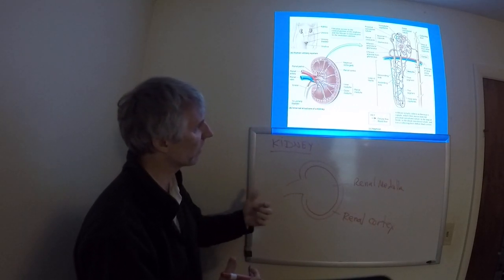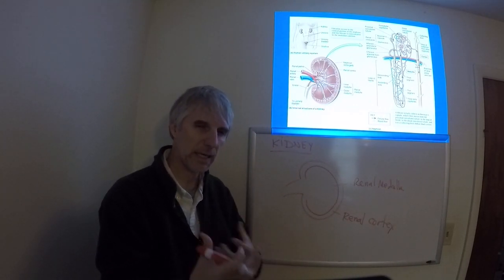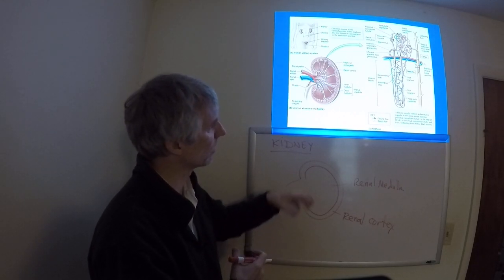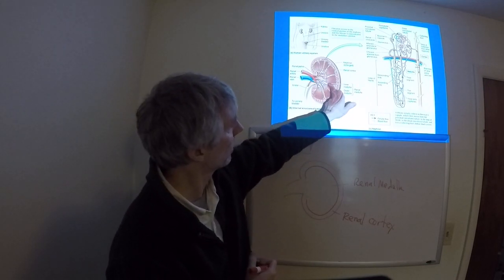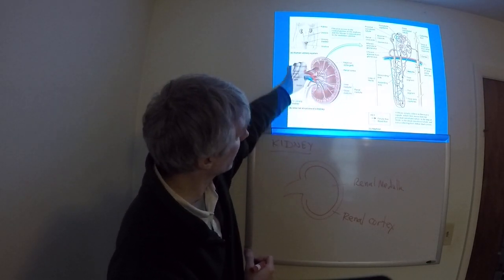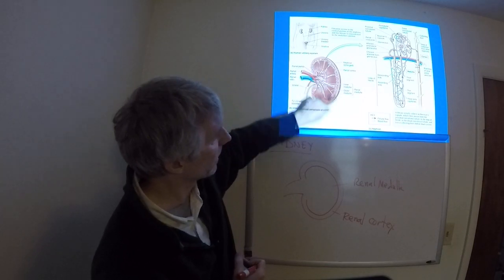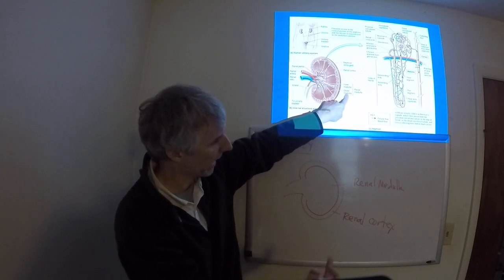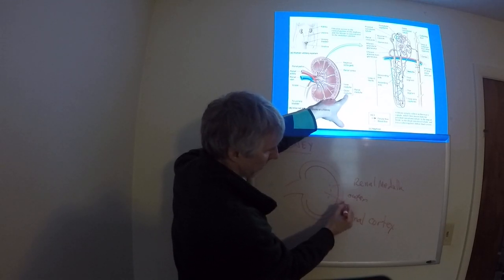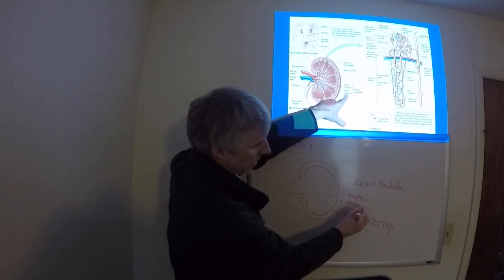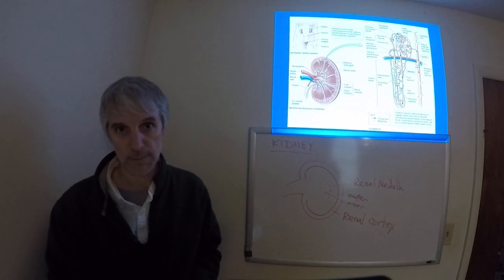Okay, and then we could, if we wanted to, delineate two parts of the renal medulla based on how things look. So there's a darker colored area and then a lighter colored area. The darker colored area is the outer medulla, and then we would have this lighter color which represents the inner medulla. Okay?